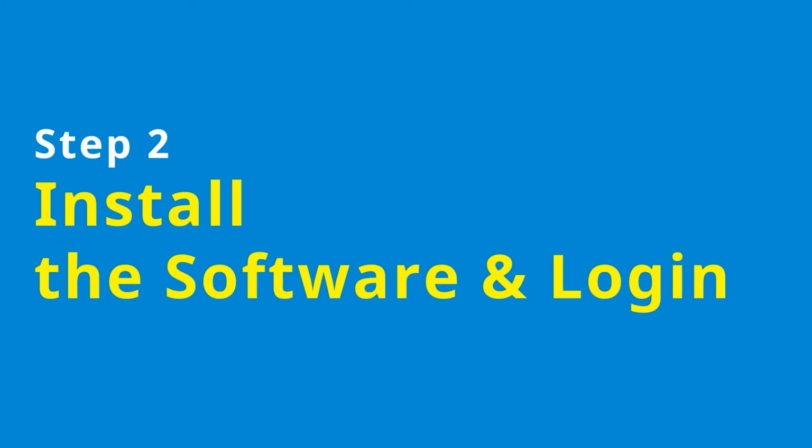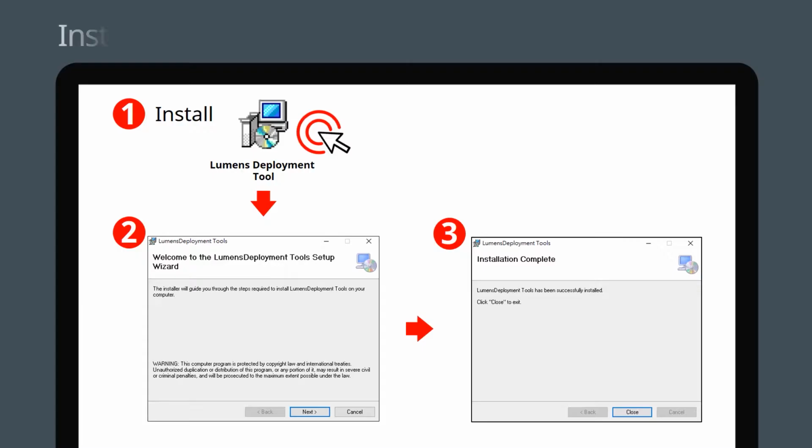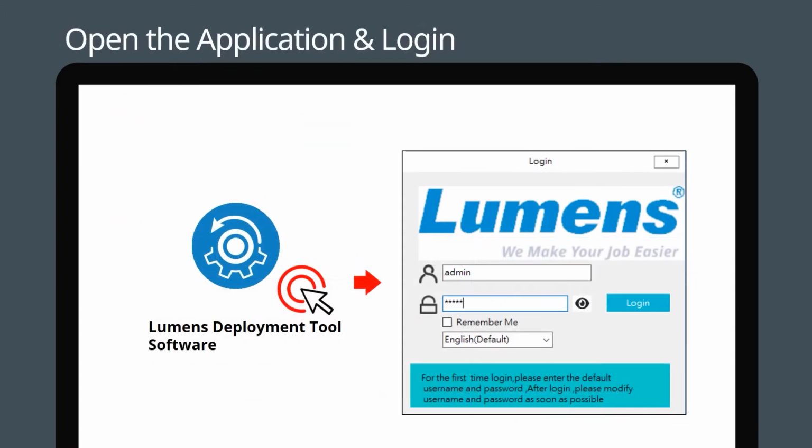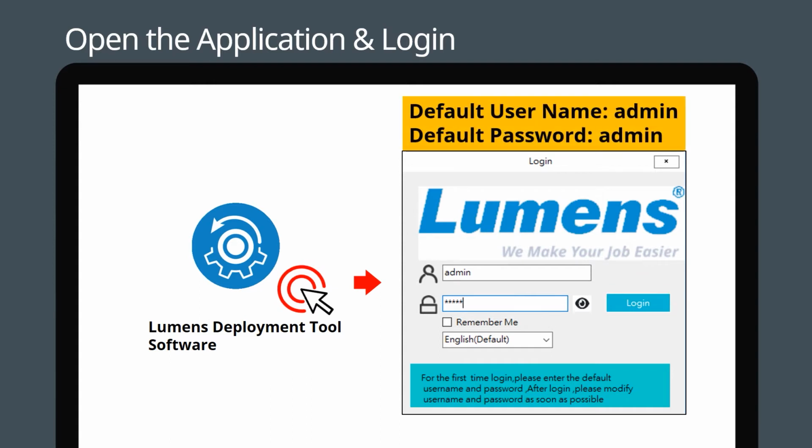Step 2. Install the software on your PC. Click the installation file of Lumens Deployment Tool. Follow the instructions to install the software. Open Lumens Deployment Tools. Type in username and password, then click Login. By default, both the username and password are admin.